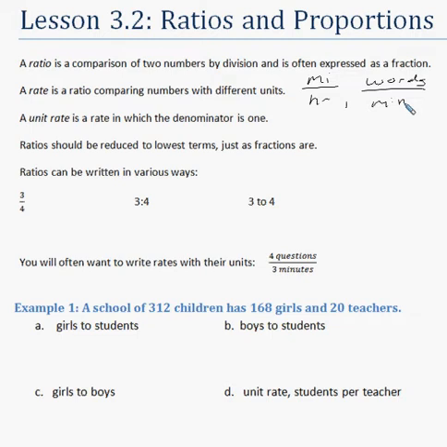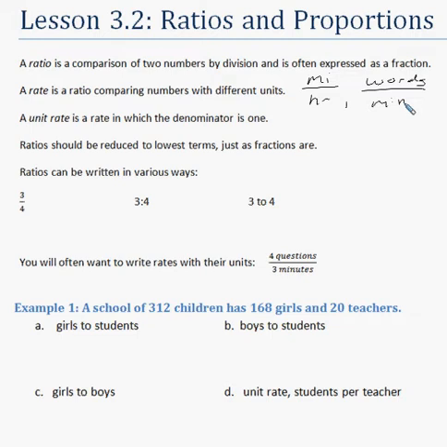Here you see 3 different ways to write ratios. We have 3/4 written as a fraction there. You can also use a colon, 3:4, and we read that 3 to 4, and then you can write it in words, 3 to 4. When you see rates, oftentimes they'll actually have their units right along with it, so you know what it's talking about.